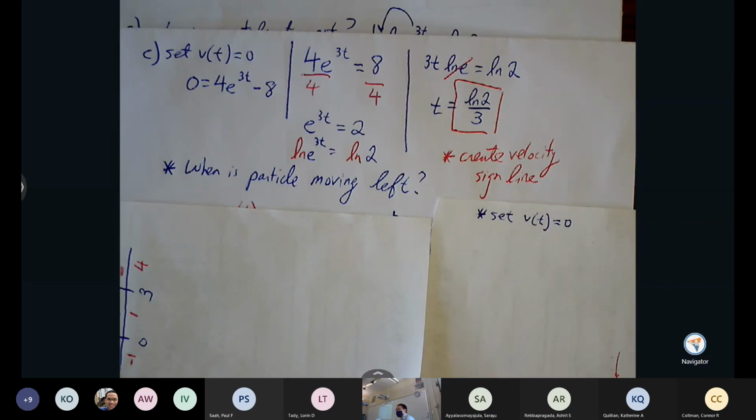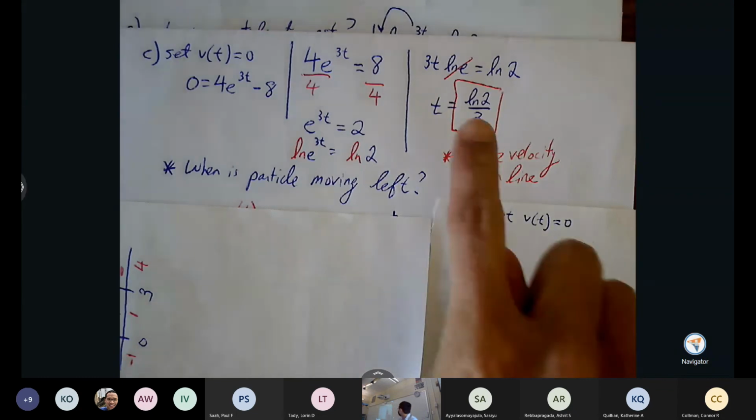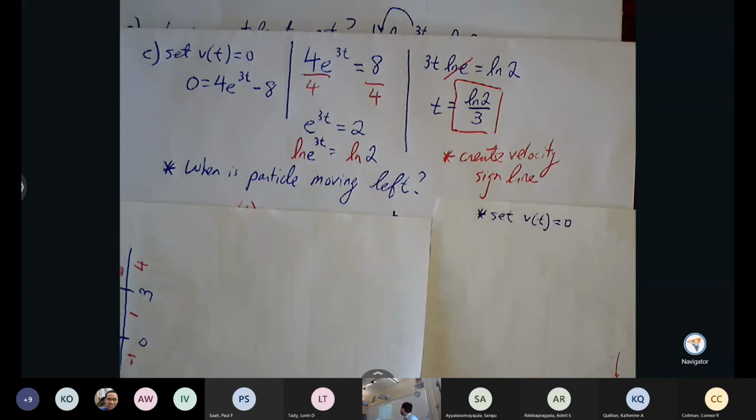What can we put onto that sign line? Did we find it already? Good. So particle moving left, it's almost like just finding f prime and seeing where f prime is negative, right? I mean, we know how to do it from a first derivative standpoint. It's the same thing, it's just that we named it differently. Instead of prime, we call it velocity.